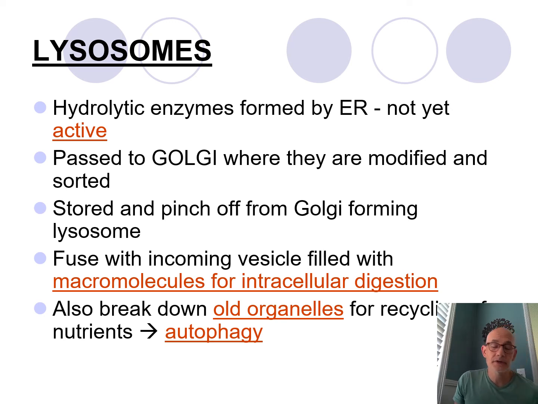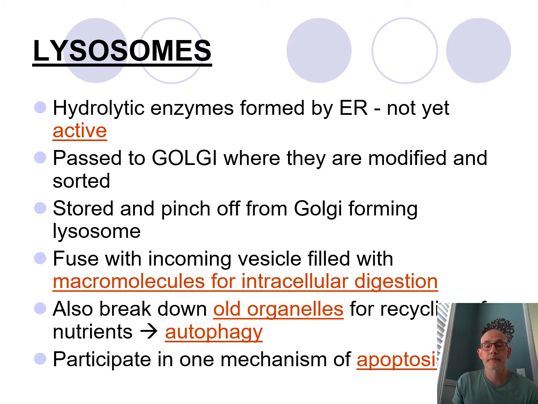The cell also is going to get rid of old and non-functional organelles. This is called autophagy or self-eating. And then once the lysosome is done digesting those old organelles, it can reuse those molecules to build new ones. And one of the things that lysosomes do, if a cell starts going wonky, then apoptosis, or that programmed cell death, can be triggered, and that non-functional cell can be destroyed.